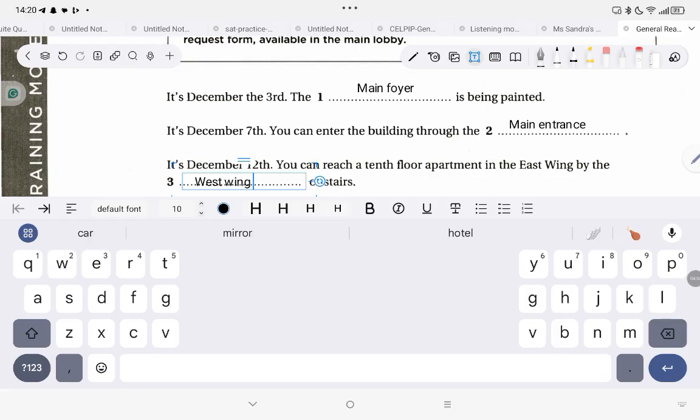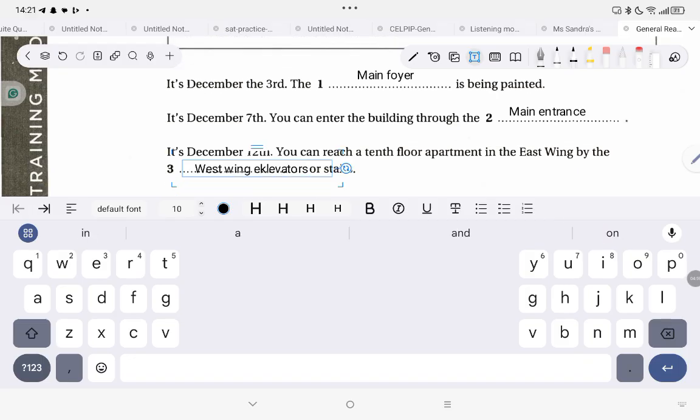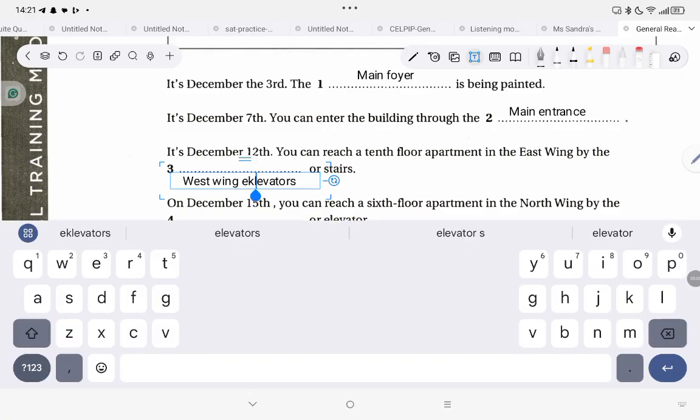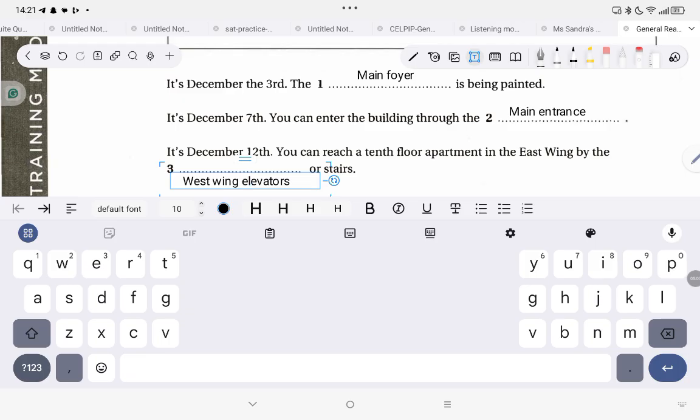West wing elevators. Okay, so let's bring that down here so it's easy to see. Then we can make corrections.